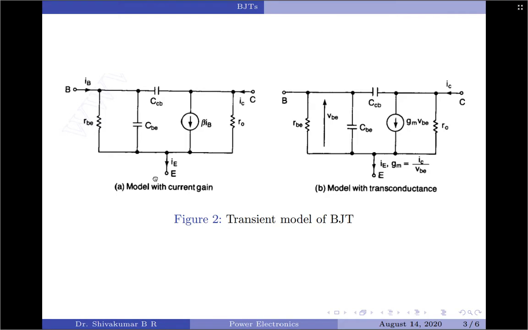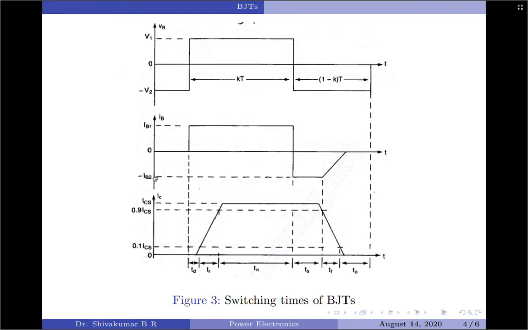Now, in the next slide, we will look into the switching times or the waveforms of a BJT. Now, as you can see, due to the effect of internal capacitances, the transistor does not turn on instantly. This is the collector current, and a transistor is said to be turned on only when the collector current rises and reaches 0.9 ICS.